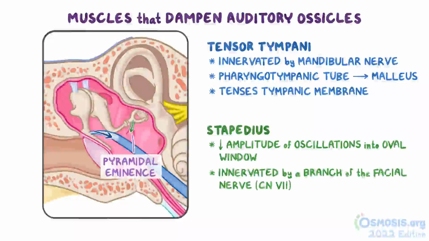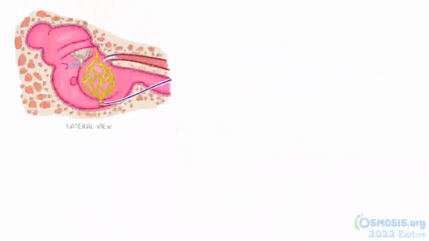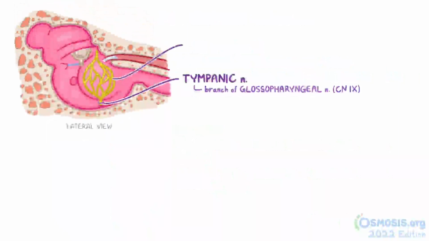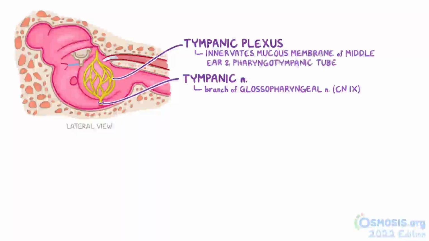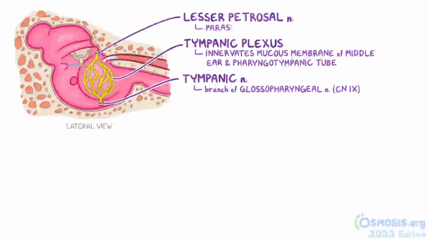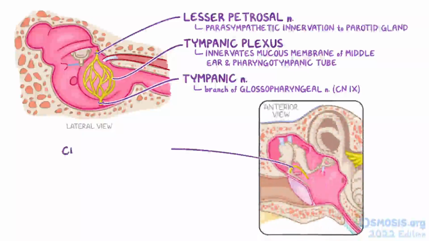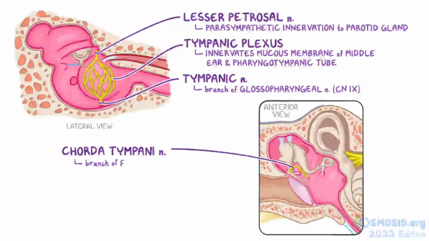Speaking of nerves, there are also some nerves that can be found in or traveling through the middle ear. The tympanic nerve, which is a branch of the glossopharyngeal nerve, contributes to the tympanic plexus on the promontory of the medial wall. This plexus innervates the mucous membrane that lines the middle ear and the pharyngotympanic tube. A branch of the tympanic plexus called the lesser petrosal nerve exits the middle ear to provide parasympathetic innervation to the parotid gland.